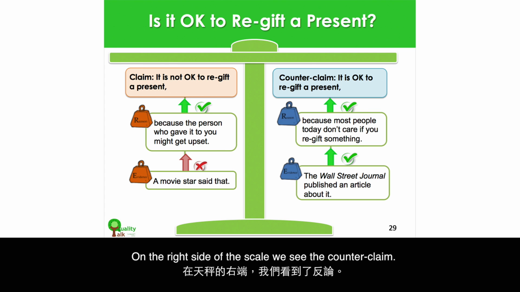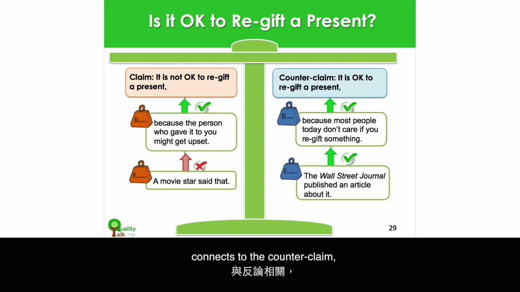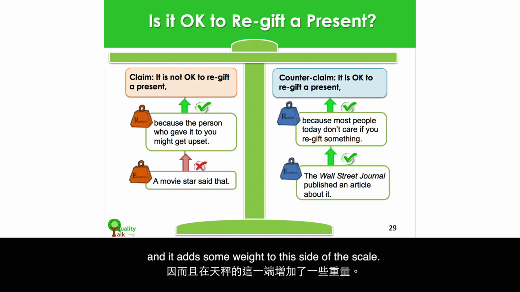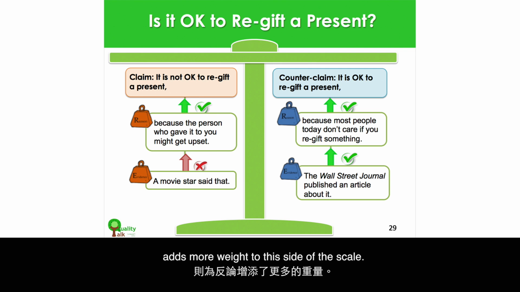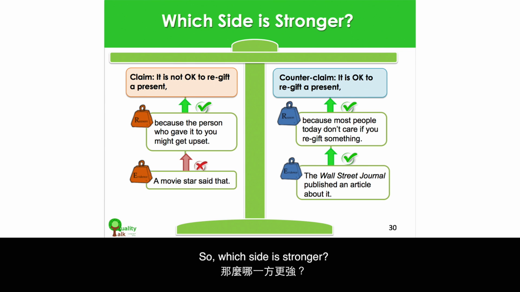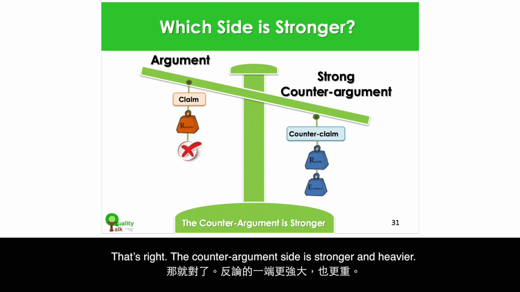On the right side of the scale, we see the counterclaim. The reason most people today don't care if you regift something connects to the counterclaim, and it adds some weight to this side of the scale. The fact that the reason is taken from an article in the Wall Street Journal adds more weight to this side of the scale. So, which side is stronger? That's right. The counter-argument side is stronger and heavier.